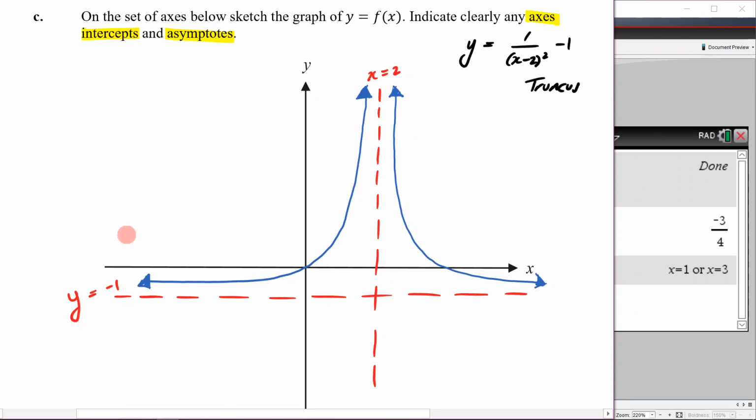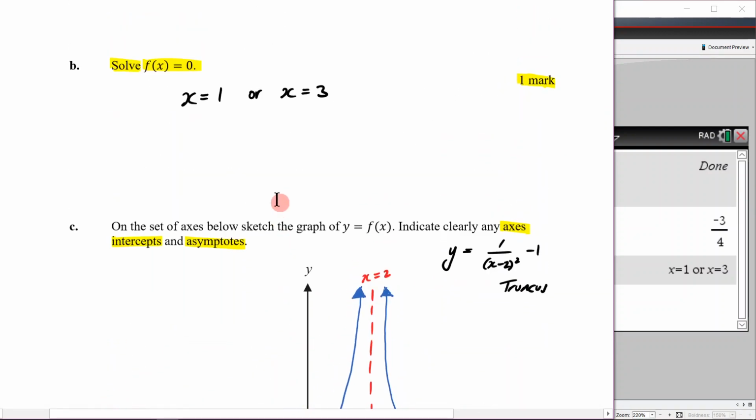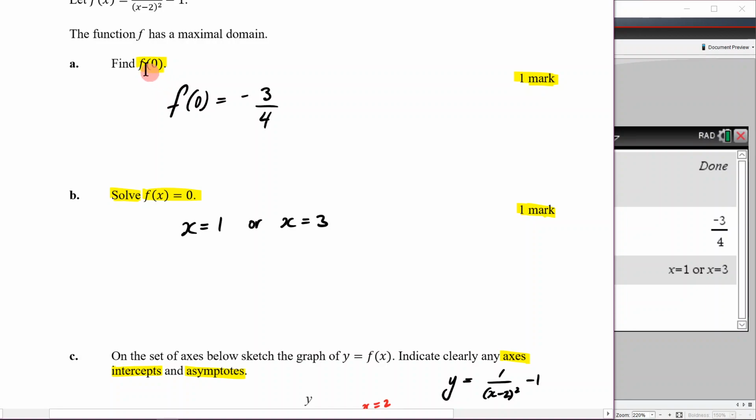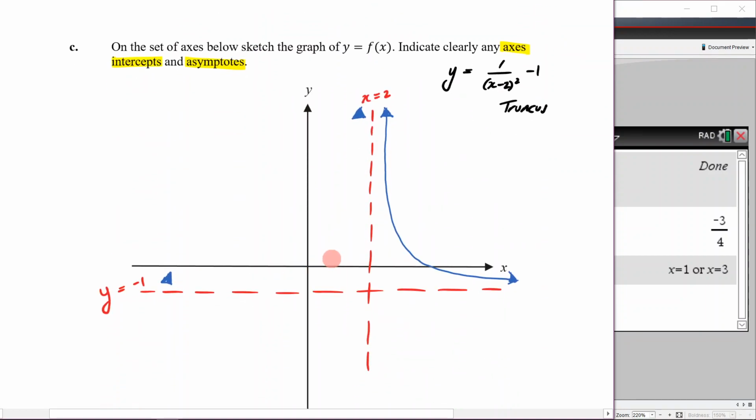Now, I've just realized that I have not drawn this correctly, because as you can see here, it looks like it's passing through the origin. But we know what the intercepts are going to be, because we found them up here. So here, when we let x equal 0, we found this. So this is our y-intercept. And over here, when we let y equal 0, we found our x-intercepts. So that tells me that my x-intercepts are 1 and 3. So I'm going to have to try to draw this thing again. So it's going to look like this.